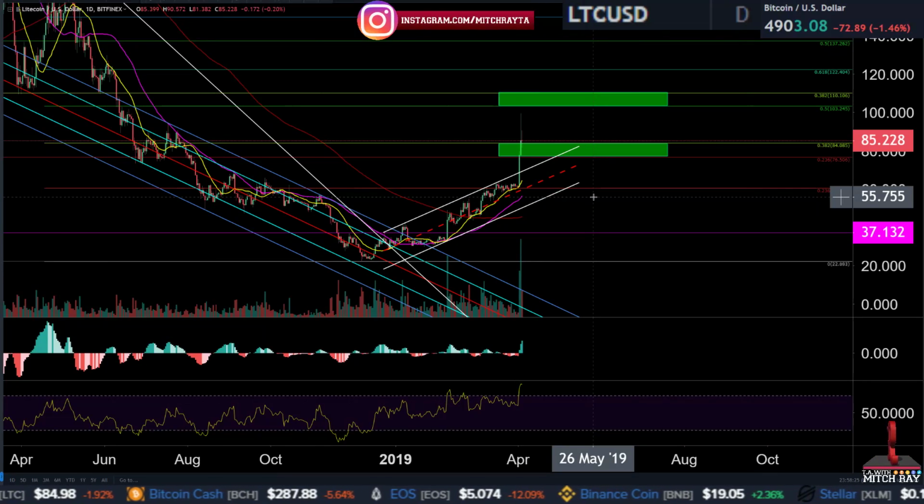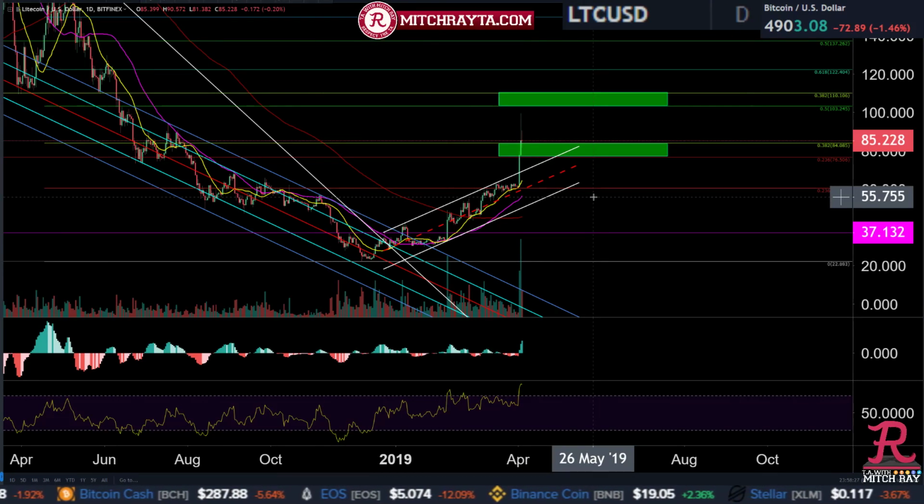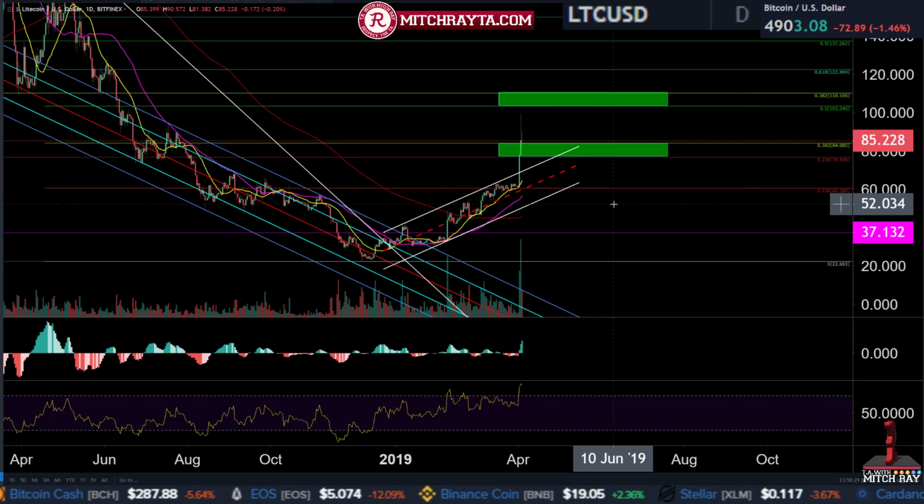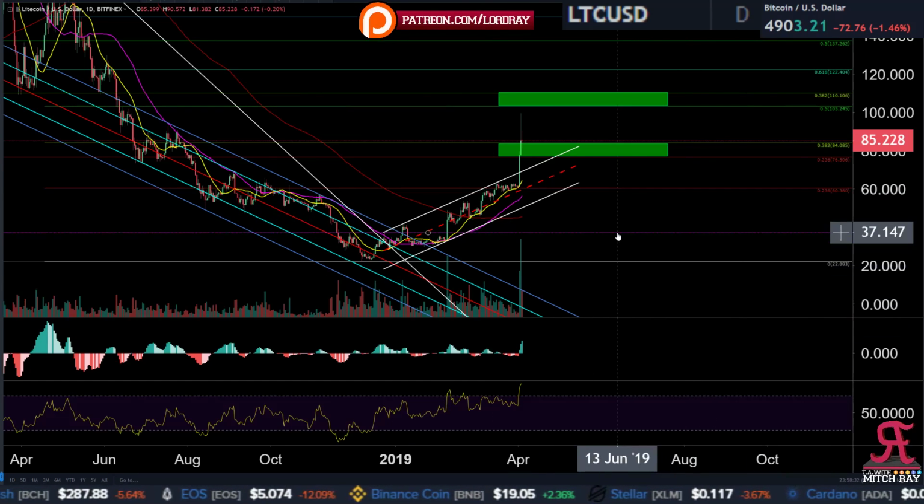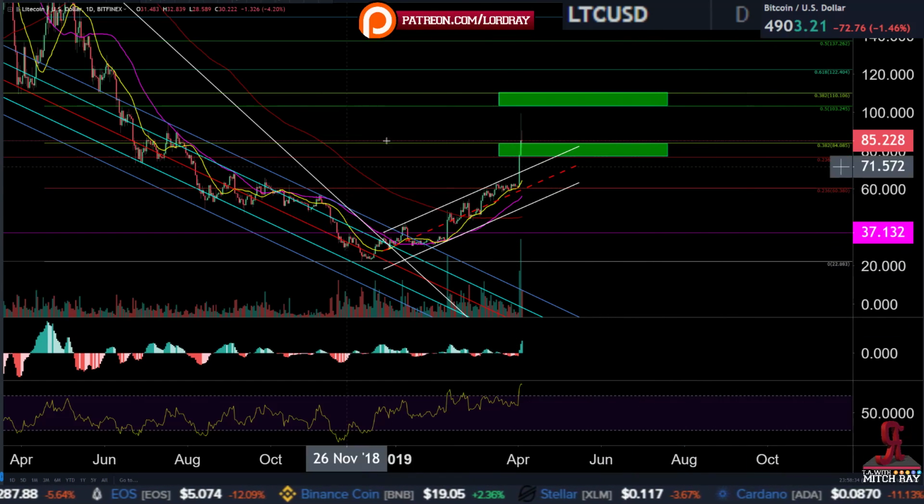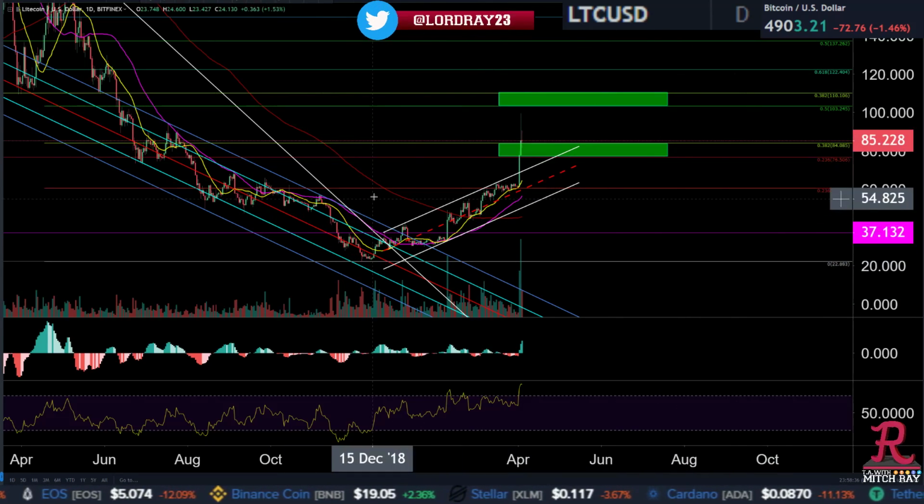Hey traders, just wanted to give a quick update on Litecoin to the US dollar on the daily time scale. Really just want to talk about where we are right now, okay? I know there's a decent amount of stuff going on the chart. You can see you're freaking out, like what is all this stuff?